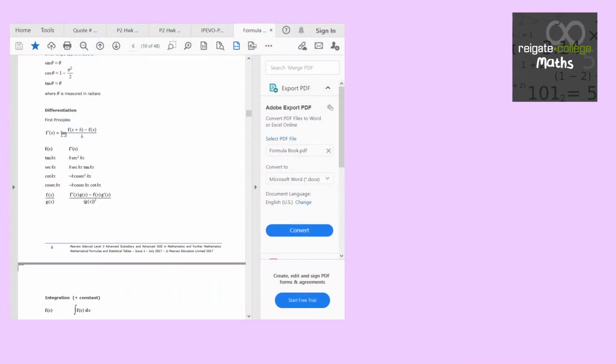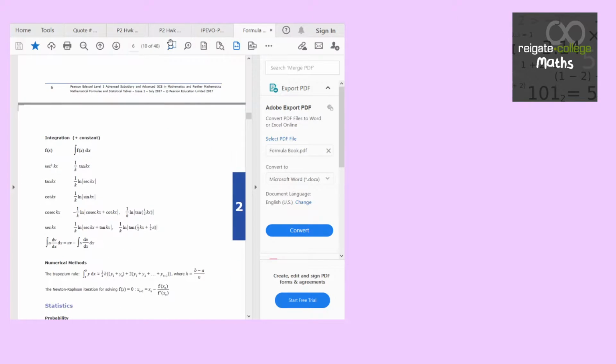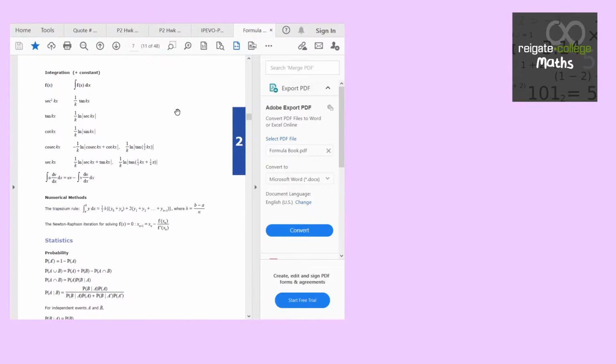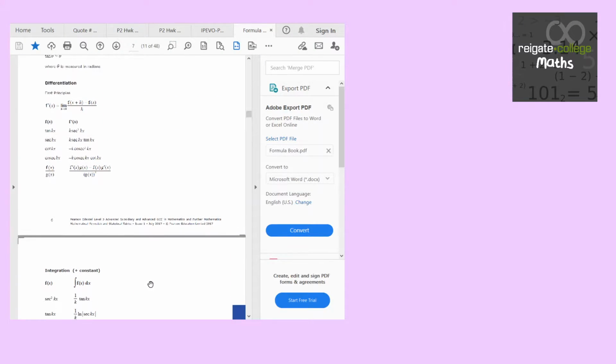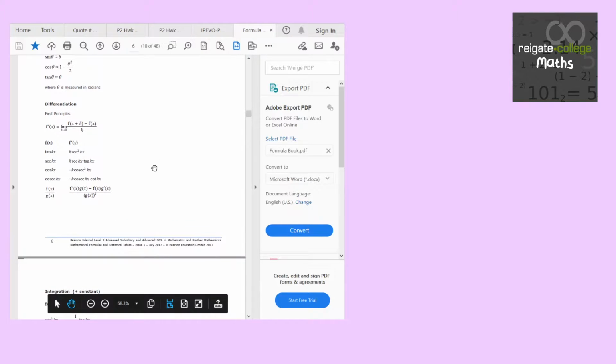If we look at the formula book, the section on integration is on page 7. Here we are, we've got integrals of sec squared x, tan x, cos x, cosec x, sec x, and so on. And this is where the formula for integration by parts is. But if we look on the previous page, page 6, we've got formulae for differentiating functions. What you've got to remember is that this is very useful for integration as well. So integration is the reverse of differentiation.